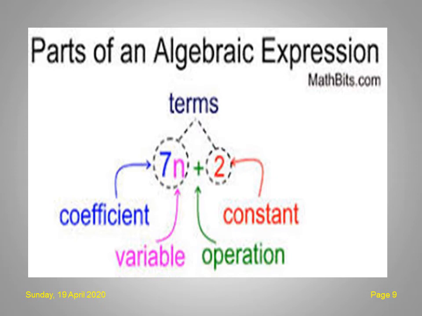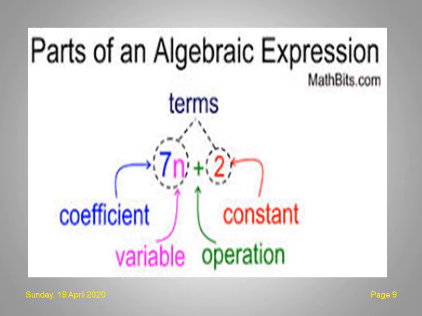So the parts of an algebraic expression are called terms. Here is an expression, 7n plus 2. While 7n is a term, 2 is another term. 2 is called the constant. It does not vary. While n is the variable. It can be any letter of the alphabet, as I told you earlier, from A to Z. N is the variable because its value can change and that value is unknown. And 7 is called the coefficient, the numerical coefficient of the variable.